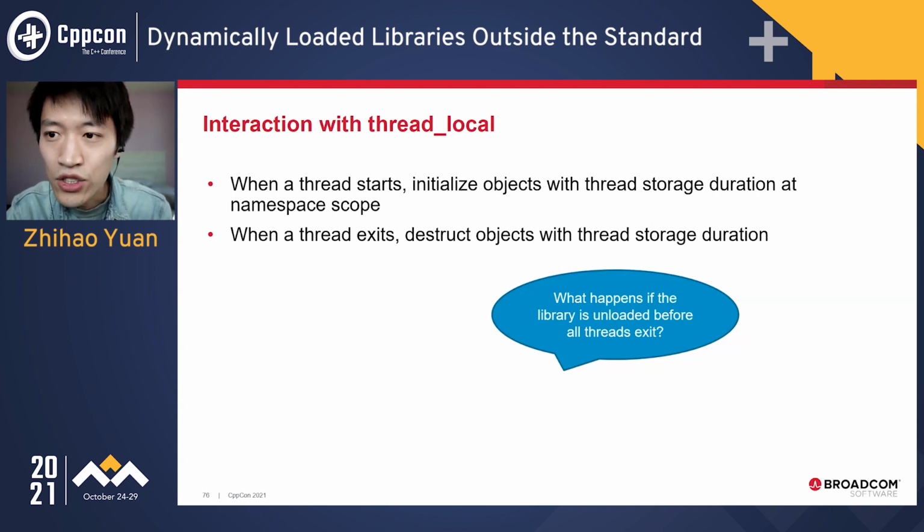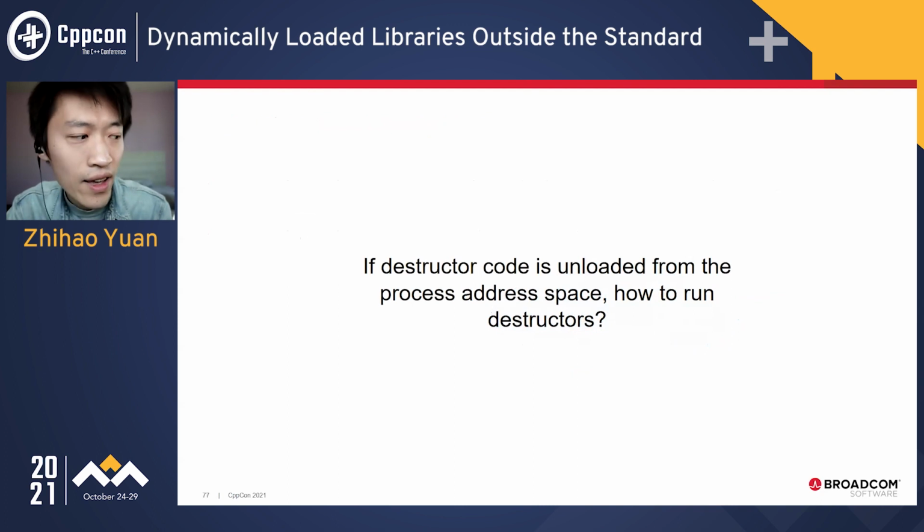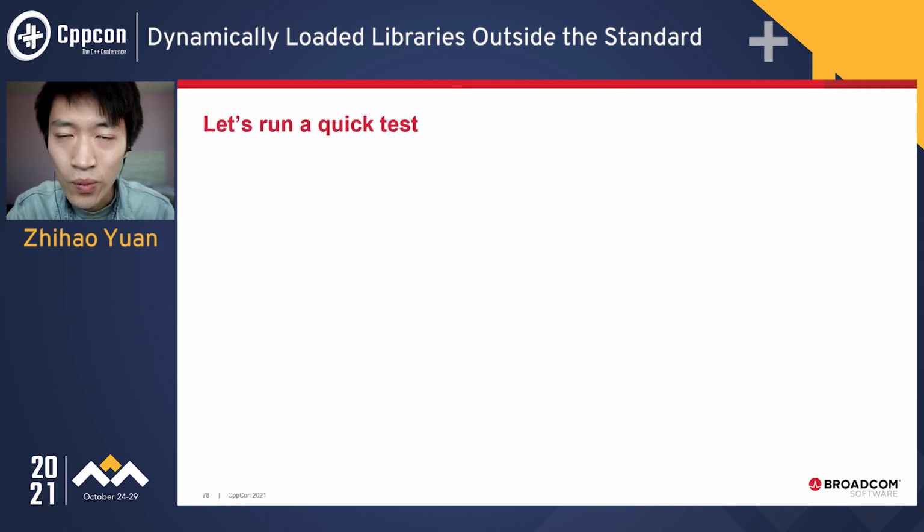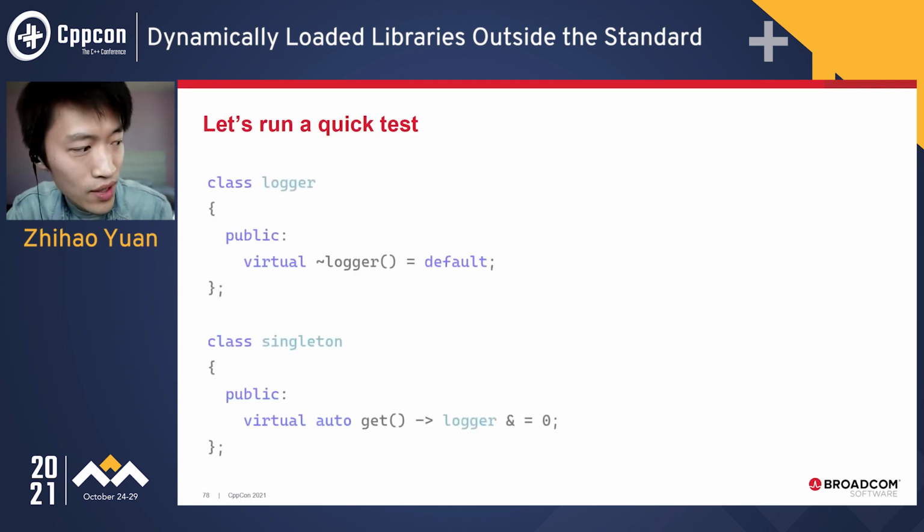The problem is so bizarre because if you still remember, functions now have lifetime, so destructors also have lifetime. If destructor code is unloaded from a process address space, how do we run the destructors? In C++ previously, we didn't have this problem because thread lifetime is naturally nested within the process lifetime. So let's run a quick test to see how vendors deal with this issue.